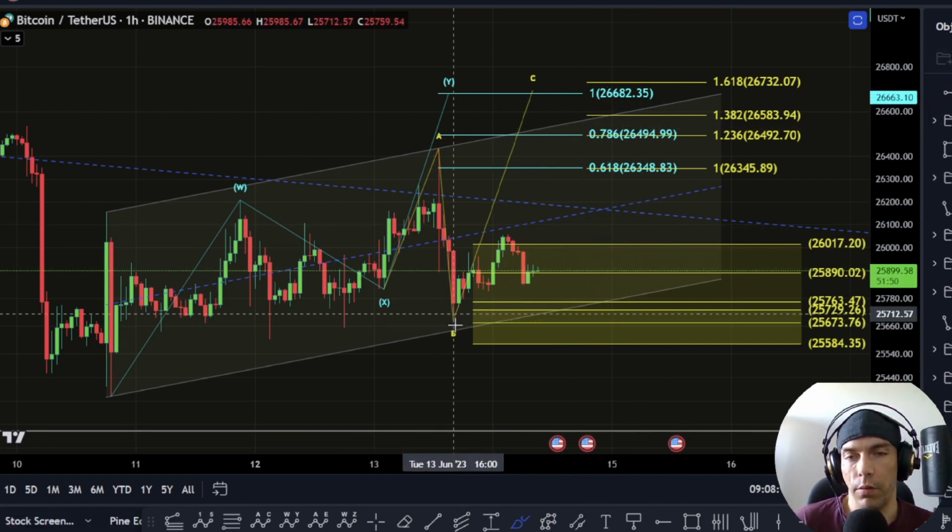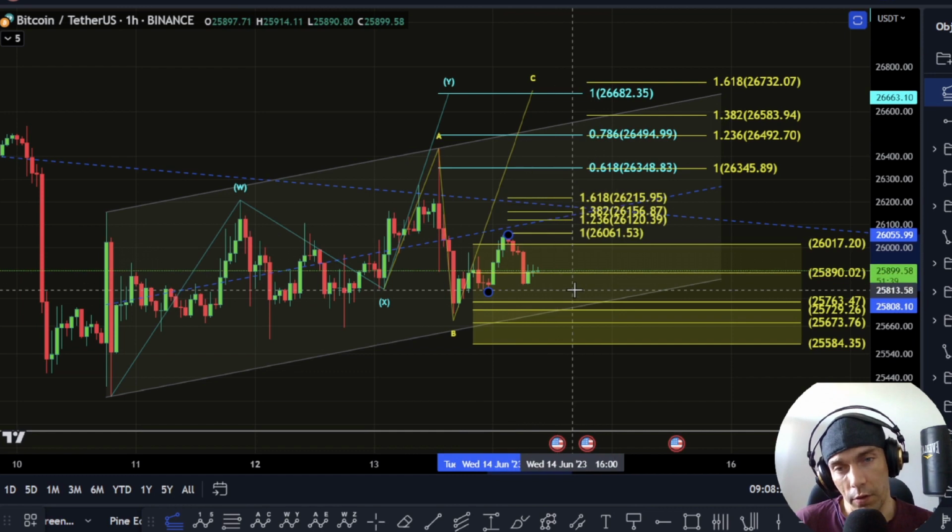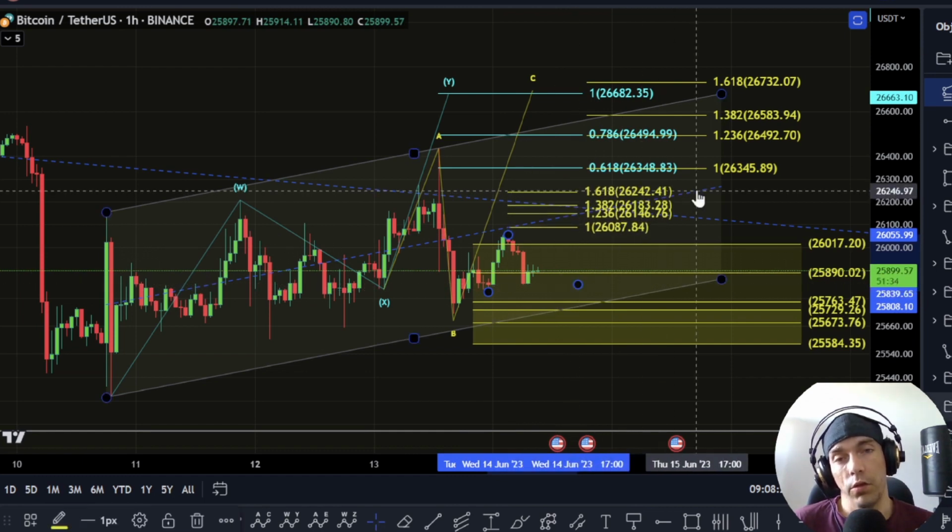26,682. Now, this would be valid for as long as we hold this 25,702, and the next thing that I want to see here is actually to see this low hold here of this 25,813, and then I'd want to see price actually move up past this 26,242.